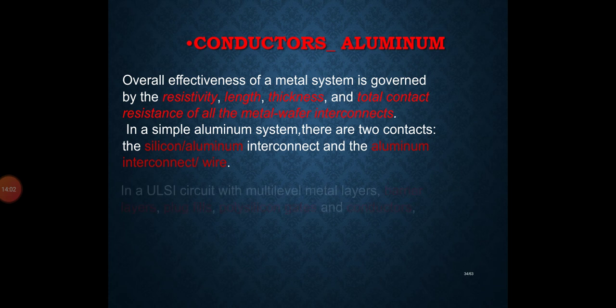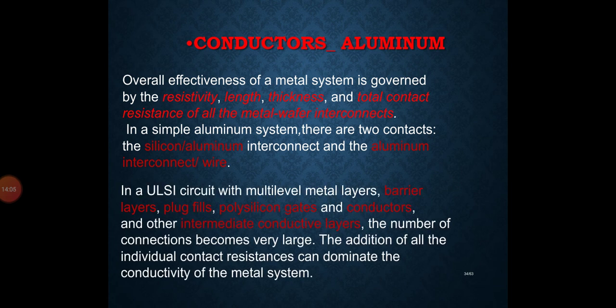Now, conductors, aluminum. The overall effectiveness of a metal system is governed by the resistivity, length, thickness, and total contact resistance of all the metal wafer interconnects. In a simple aluminum system, there are two contacts: the silicon-aluminum interconnect and the aluminum interconnect wires. In a VLSI circuit with multi-level metal layers, barrier layers, polysilicon gate and conductor, and other intermediate conductivity layers, the number of connections becomes very large. The addition of all the individual contact resistances can dominate the conductivity of the metal system.